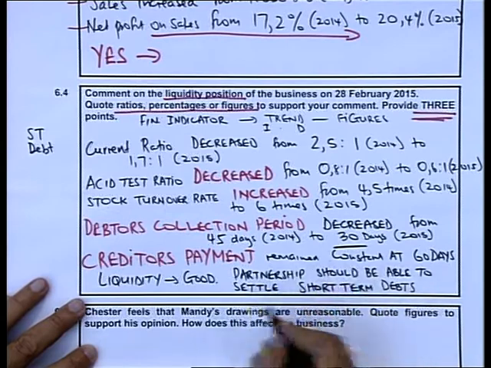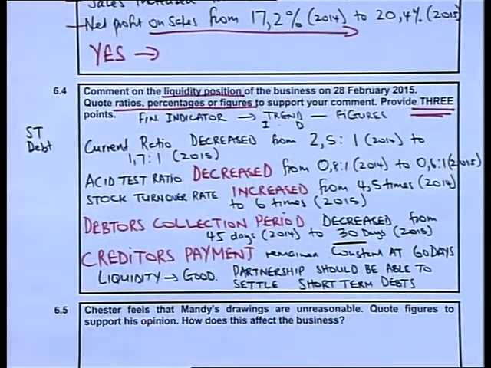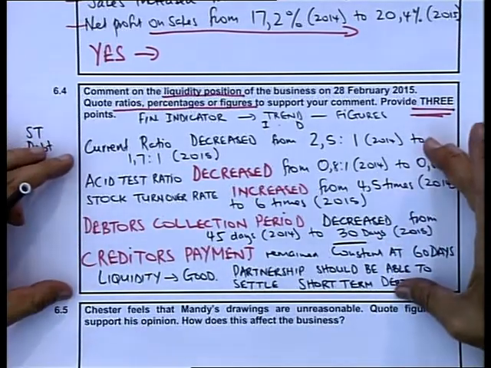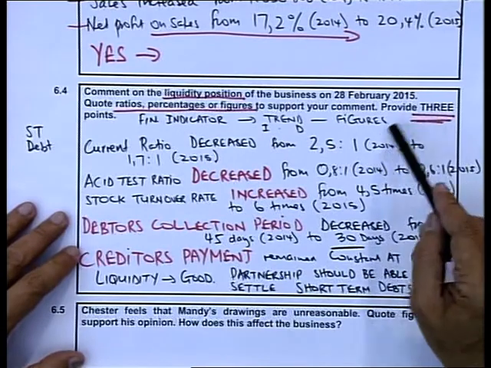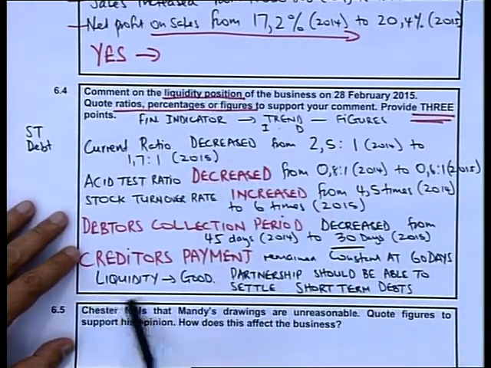In other words, the debts that are payable within a year, the short-term debt, the partners will be able to settle the short-term debts. Okay. Quite a lot that we wrote, but just remember that they only wanted three, but we gave five, and at the bottom we gave a general explanation.